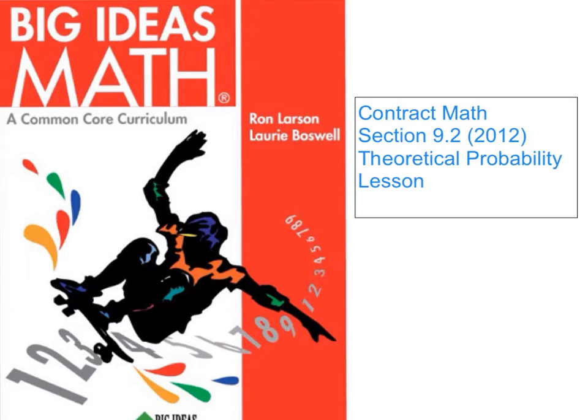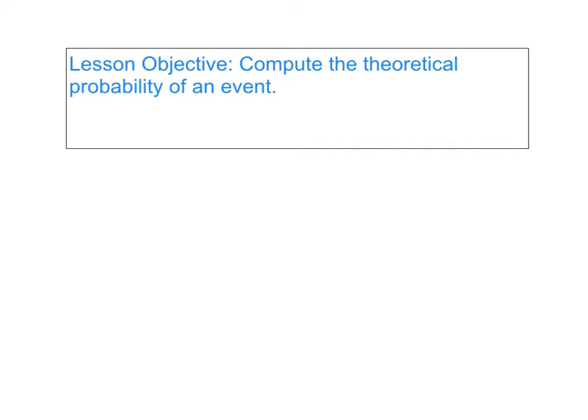Pause while you write Section 9.2, 2012 edition lesson in your math notebook. Pause again while you write today's lesson objective in your math notebook. Today's objective is compute the theoretical probability of an event.